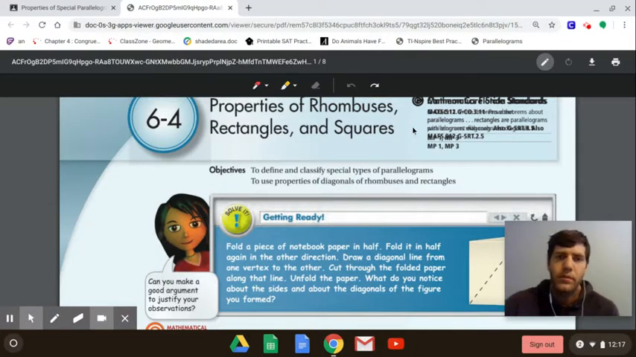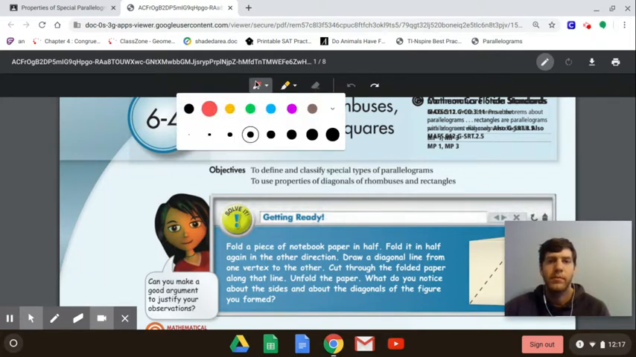Okay, hi guys. So these are the notes for the properties of special parallelograms. The special parallelograms are rhombuses, rectangles, and squares.